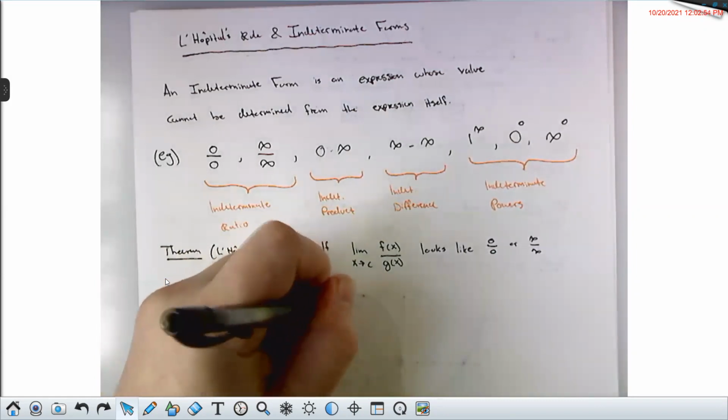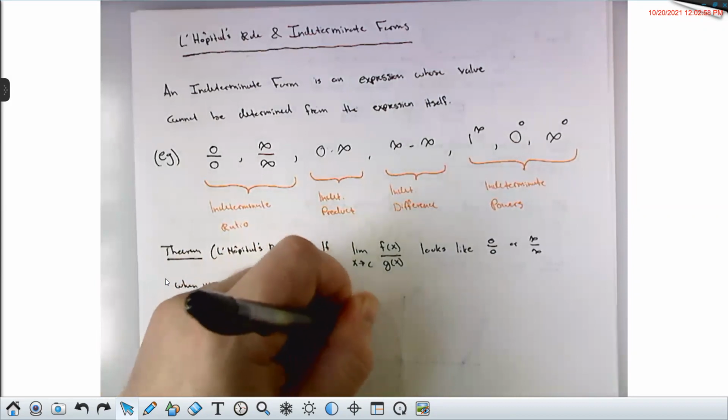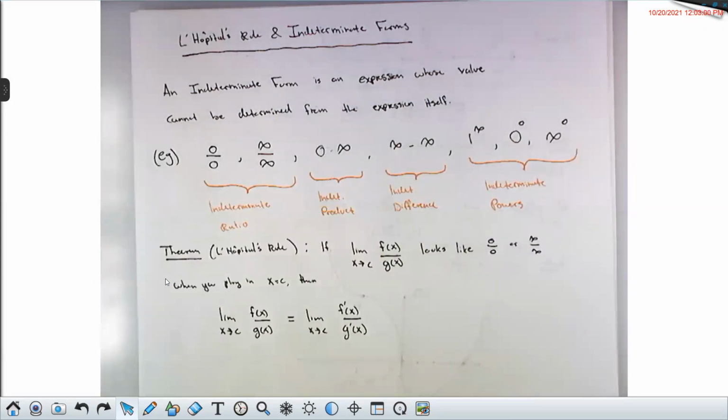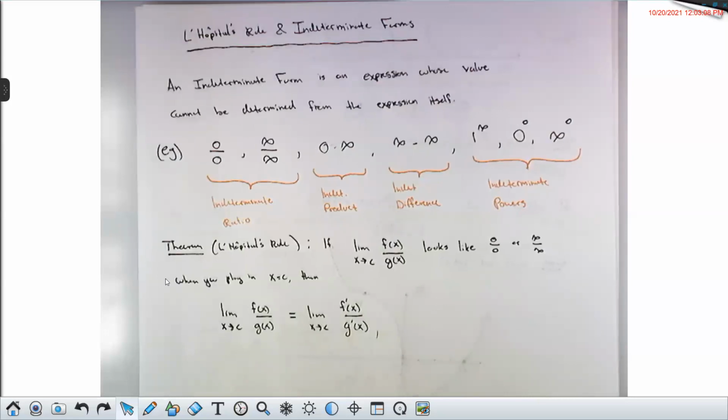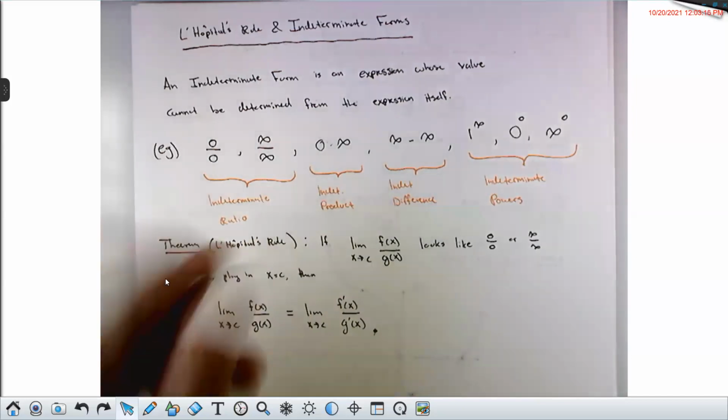So you differentiate the top and you differentiate the bottom. And if you're lucky, when you then plug in the number c, you will no longer get an indeterminate form. If you do, then you just keep going. You just keep applying L'Hopital's rule. But this is it. This is the theorem. Sorry for that pen strike. That was meant to be a period.